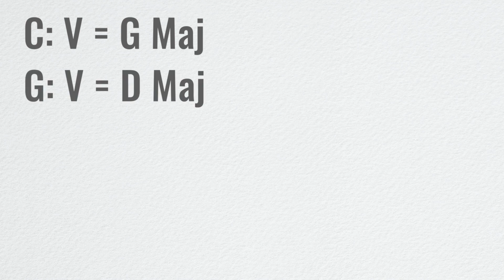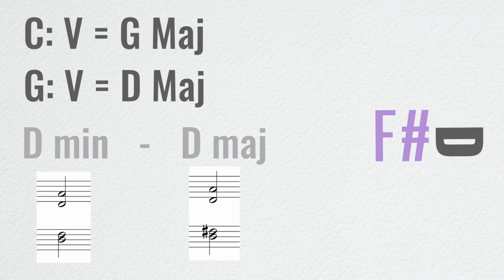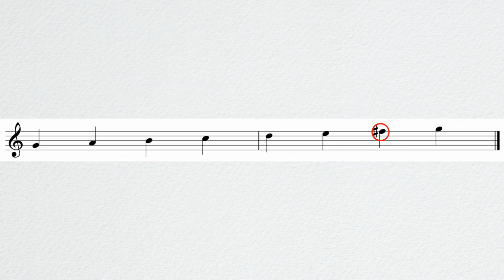And in the key of G major, the 5 chord is actually a D major chord, which conveniently is our 2 chord, but with one different note. And that one different note is the sharp 4th in the key of C major, which acts as the leading tone of our dominant key.